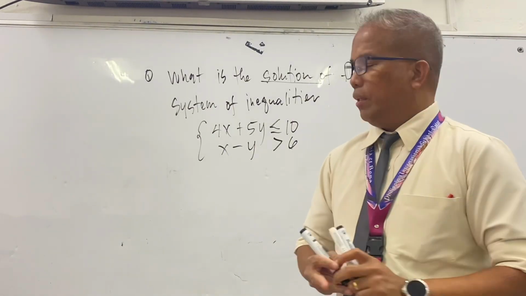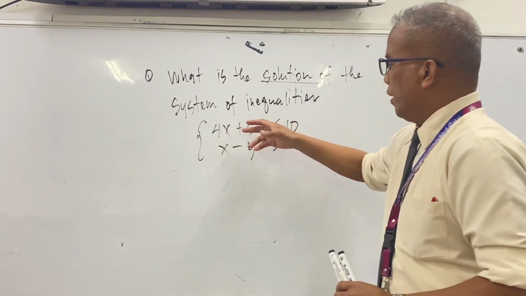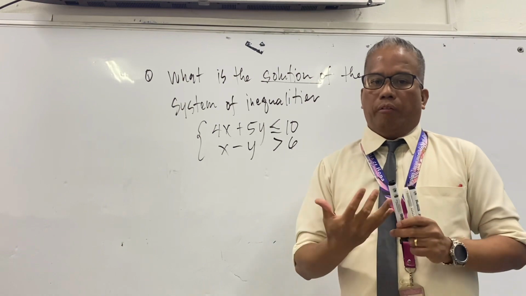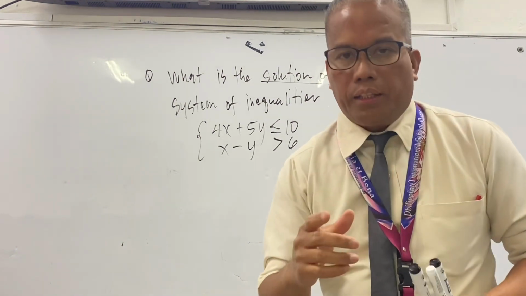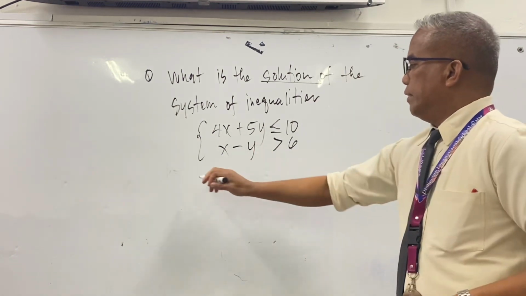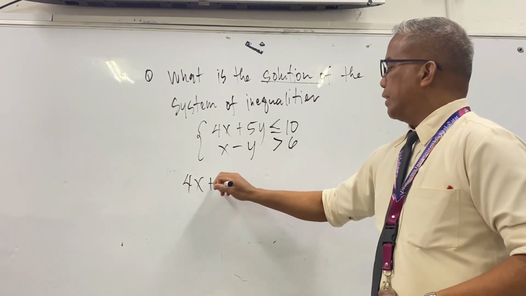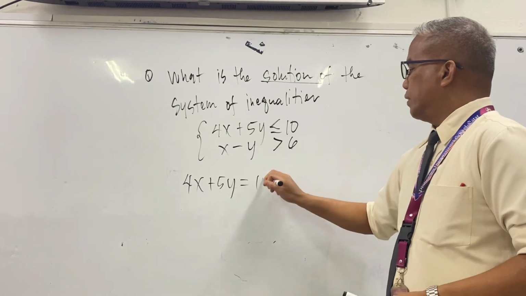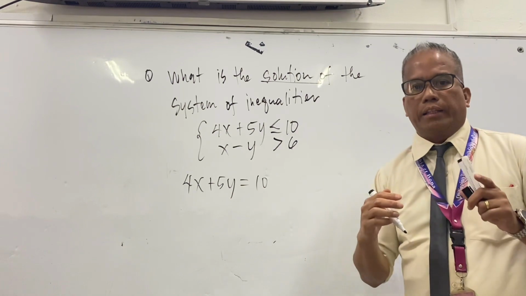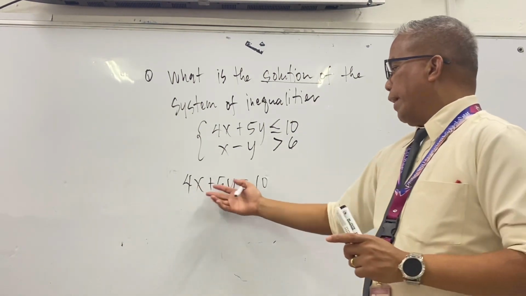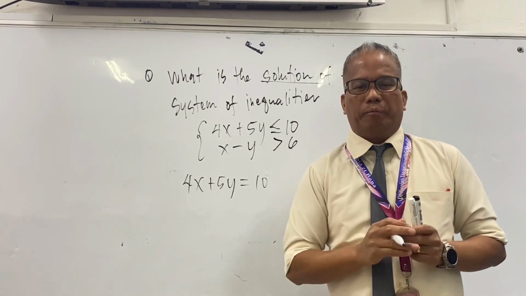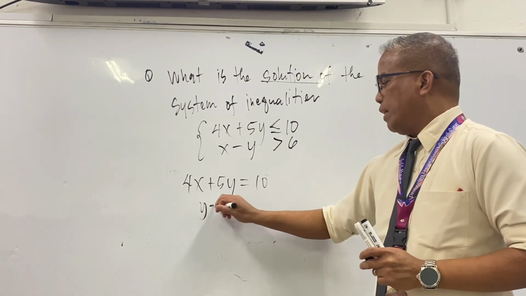To start with, we will use 4x plus 5y less than or equals to 10. So we will change the inequality to an equal sign. We will find first the boundary line, 4x plus 5y equals 10. Then we will write this equation in the form of slope-intercept form, y equals mx plus b.